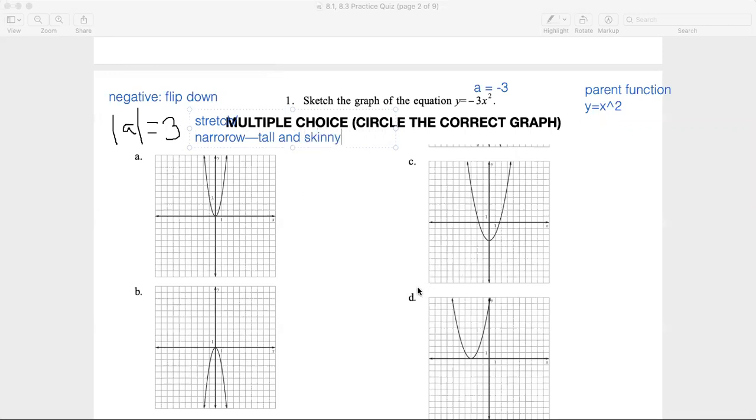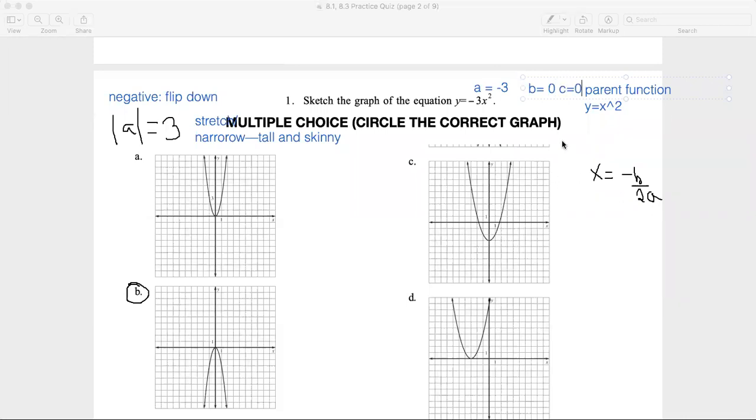So if I'm looking here, well, this one's a pretty easy one. There's only one graph that's facing down, and that would be B. Okay, so our whole focus here is to focus on that a value. Now, the reason why I was able to graph this one so quickly and not have to do my line of symmetry formula, which is x equals negative b over 2a, is because this is a very easy quadratic. There's only an a value. b and c are 0. b is 0 and c is 0.